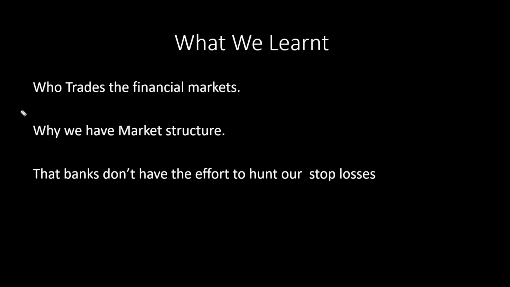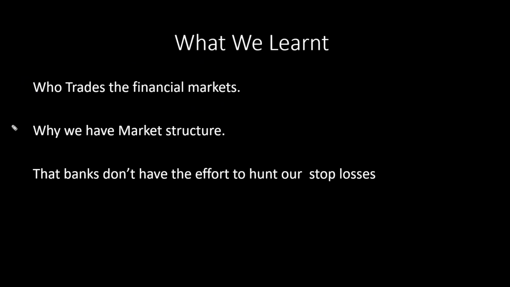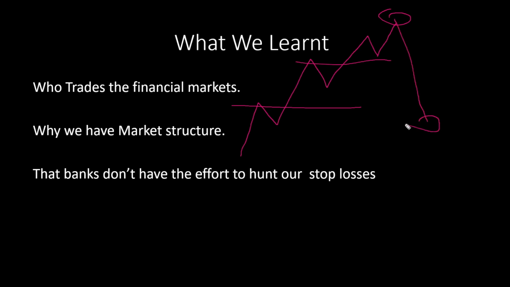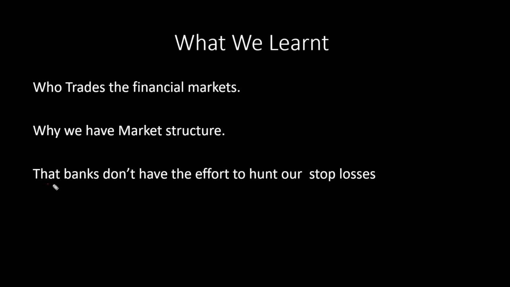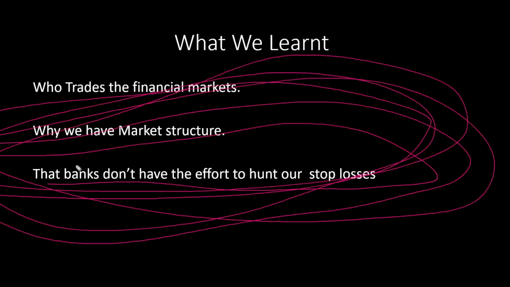So hopefully what you've learnt from this lesson is who trades the financial markets and how insignificant we are as retail traders, how little of a percentage we make up, and how we don't even make a dent in the markets. Hopefully you also understand why we have market structure like higher highs, higher lows. It's just simply orders being filled and grabbing higher orders to bring price down or bringing price up from these other massive orders from other bankers. And hopefully you also understand that banks do not have the effort to hunt our retail trader stop losses.